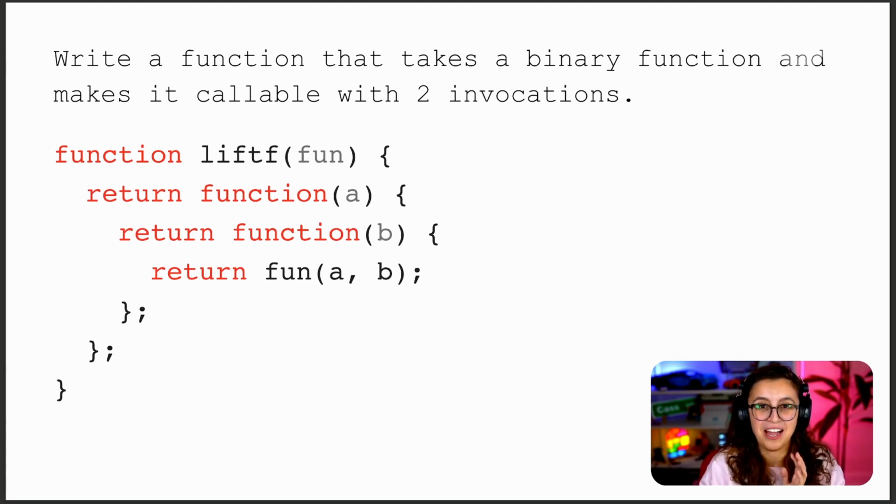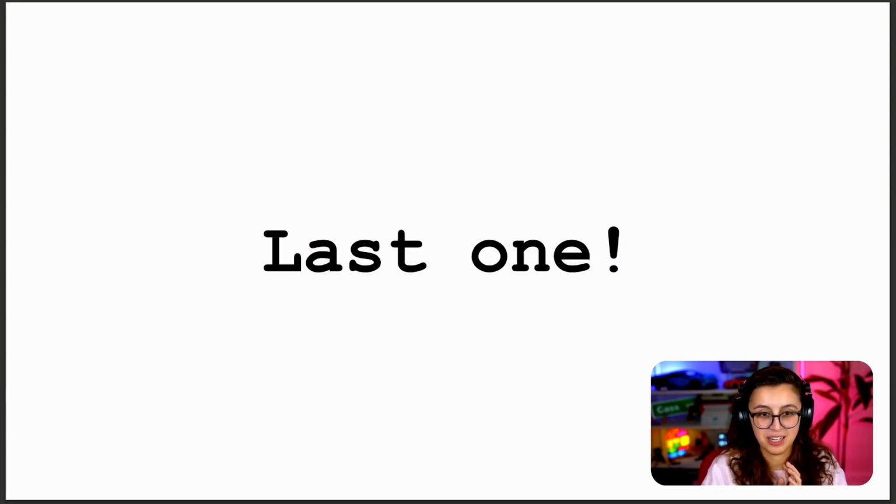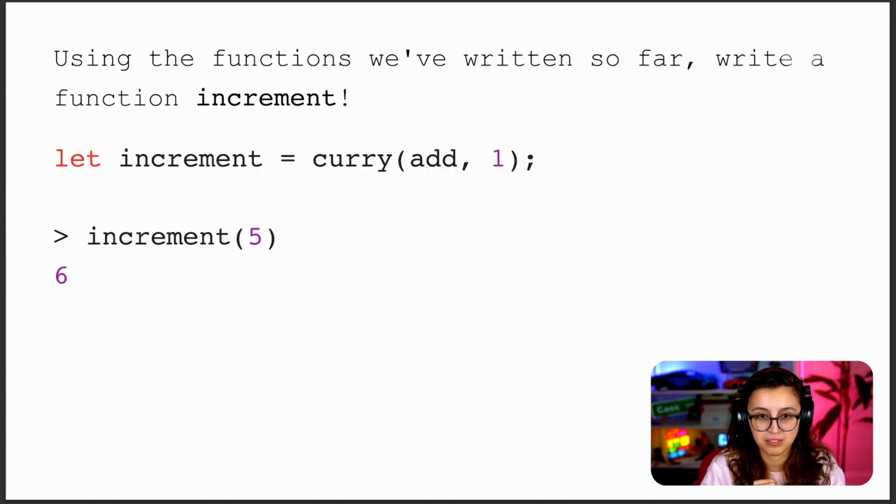Okay, now we have one last exercise and then I promise I'll let you go. Using these 3 functions that we've written so far, we have the addf, the curry, and then the liftf. Write a function increment. And I actually did the first one for you so you can see what I mean. Let's just say you have a function called increment that takes in 5. We want it to return 6. And so if we were to use the curry function that we made, you could use curry and then add in 1. And so whenever we call increment, it does that. Now using the other functions that we've written, write a function called increment.